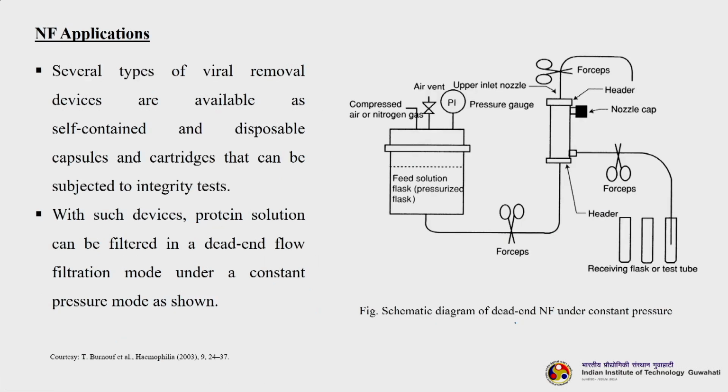Another application, this is the dead end nanofiltration under constant pressure. You can see several types of viral removal devices, okay, are available as self contained and disposable capsules and cartridges that can be subjected to integrity tests. So, with such devices, protein solution can be filtered in a dead end flow filtration mode under a constant pressure mode, as you can see. So, you can see this is your NF system here actually, okay. So, the protein solutions are getting filtered here, okay. So, you are getting the receiving flask, the test tube, whatever the permeate can be collected here.